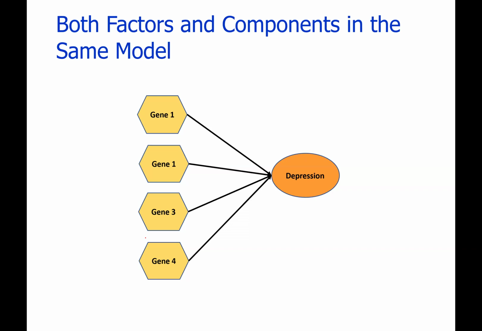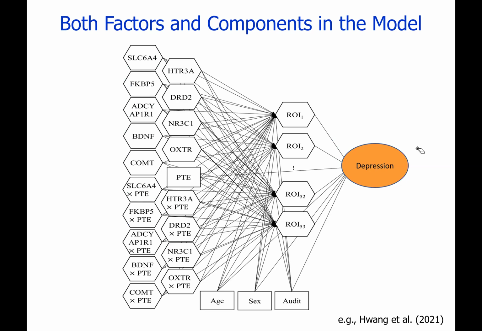And this is one such example. For simplicity, I'm only showing the structural model. Here we have four genes, and these four genes are affecting depression. As I discussed, genes may be better represented as components, or aggregations of their corresponding SNPs. On the other hand, depression has been represented as a factor in the literature. So in this model, we have both components and a factor at the same time. And this might be a more realistic model in actual research. This model is inspired by my own research.